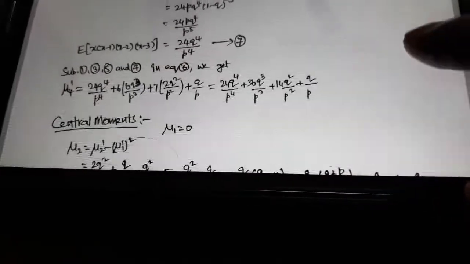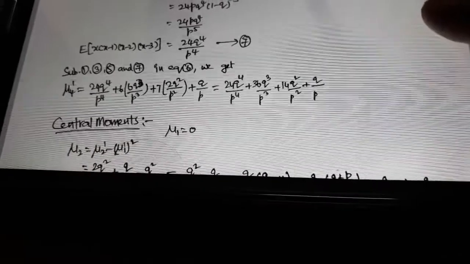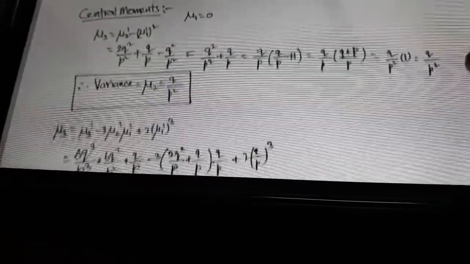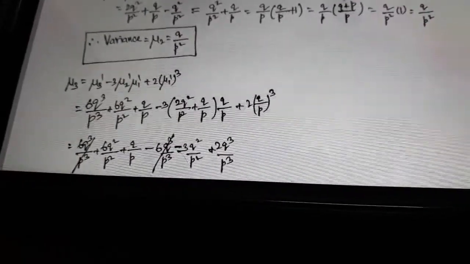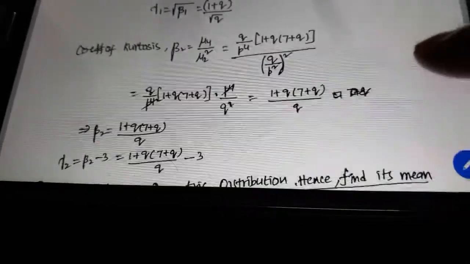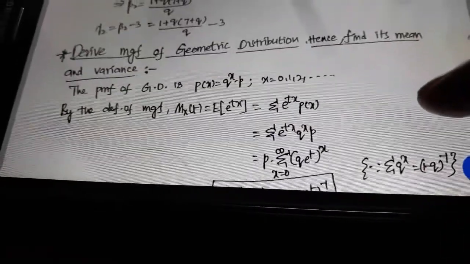After getting mu 1 dash, mu 2 dash, mu 3 dash and mu 4 dash, we consider the central moments. Mu 1 is 0, mu 2 is mu 2 dash minus mu 1 dash whole square. Substitute and simplify, it gives q by p square. Similarly consider mu 3 and simplify, and mu 4 you should also do. Then beta 1, beta 2, by substitution and simplification only. You should remember one thing: p plus q is 1, q is 1 minus p, p is 1 minus q. Then beta 1 is fine, and beta 2 is fine.